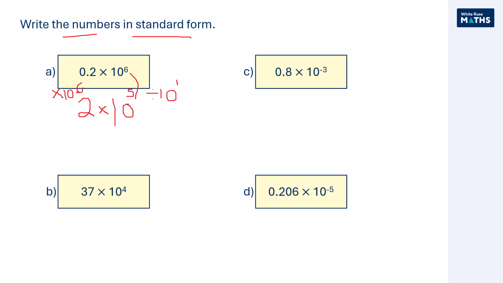What about 37 times 10 to the 4? That'll be 3.7 times 10 to the power of 5. Again, I've divided by 10 here, so I'm going to multiply by 10 here.